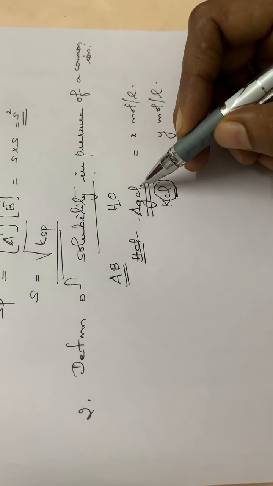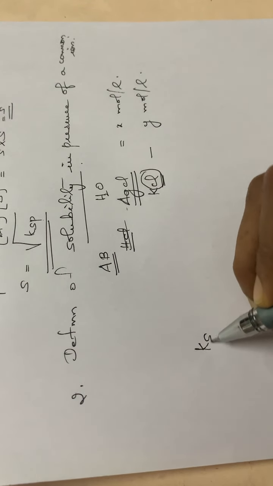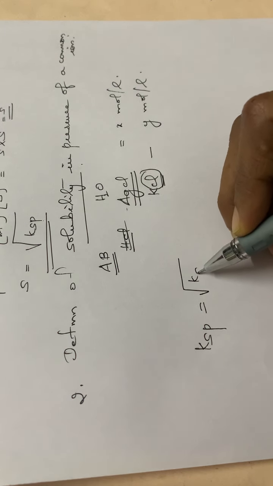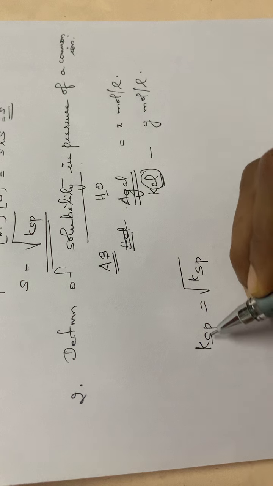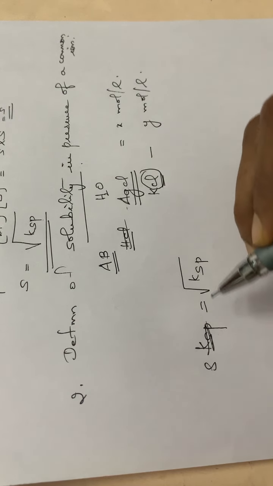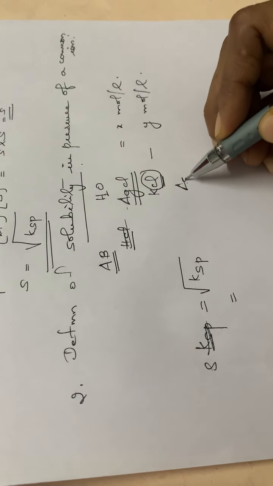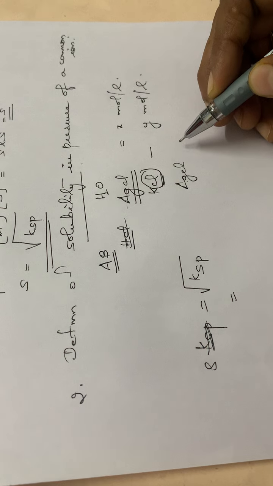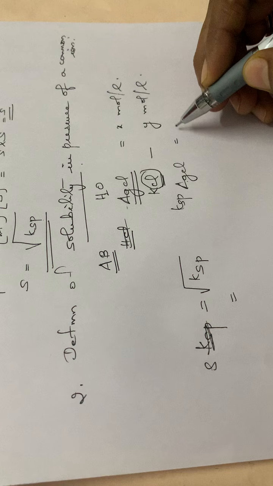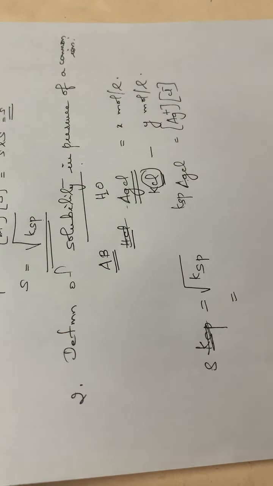So the concentration of AgCl, let it be X moles per liter. How will you calculate the solubility? Solubility is equal to the square root of KSP, so first we have to calculate the solubility. Here for AgCl, the KSP will be equal to the concentration of Ag plus into the concentration of Cl minus.